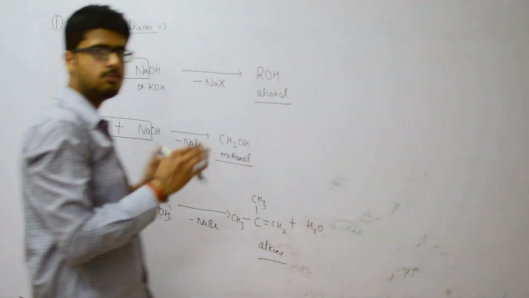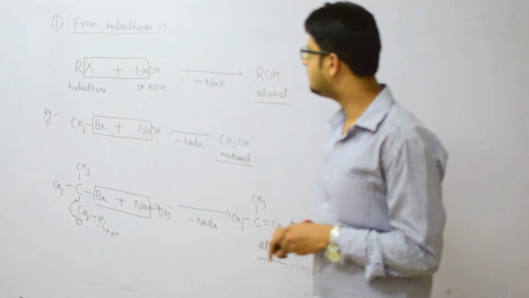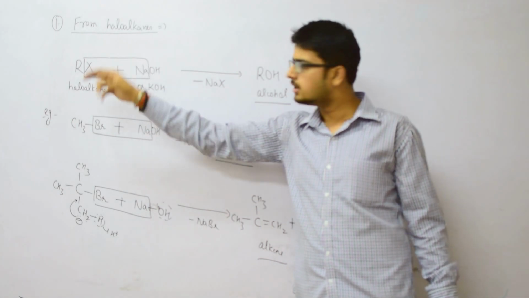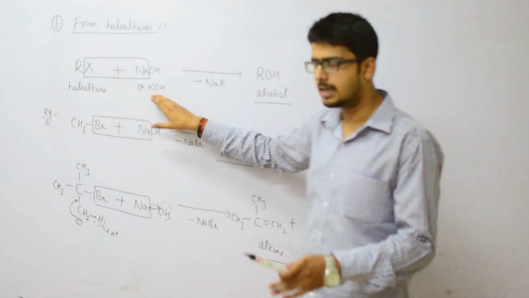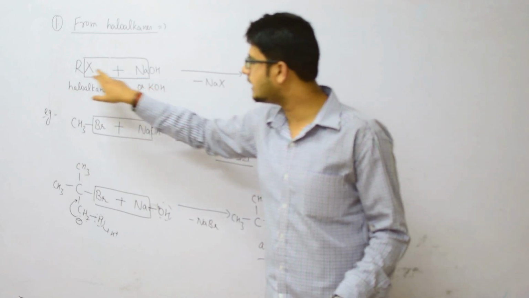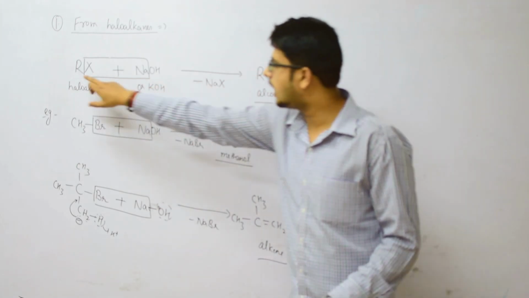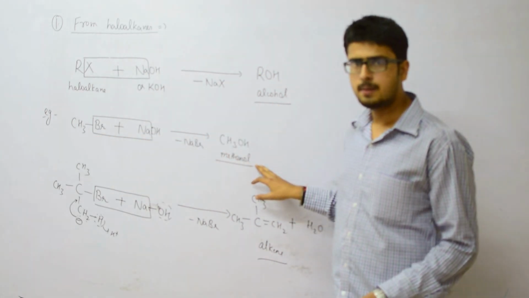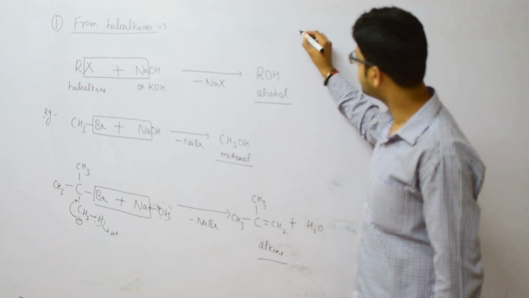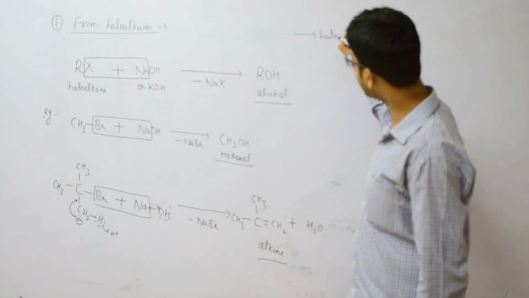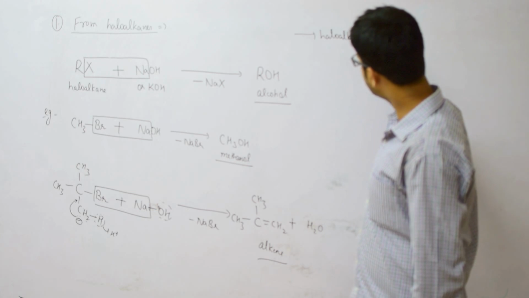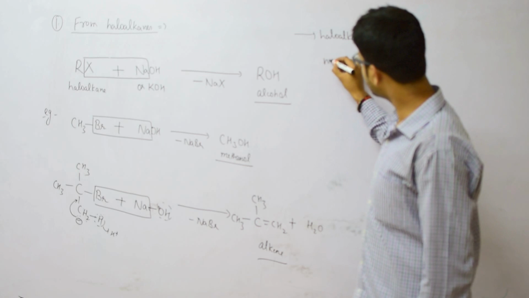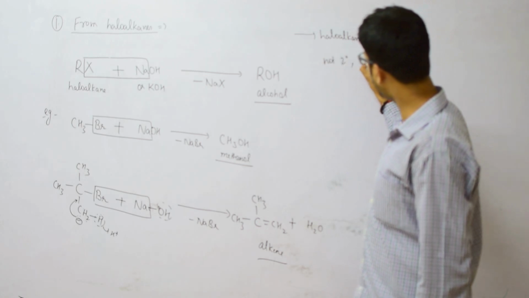Fine. So this was our first process wherein we manufacture alcohol as the product from haloalkanes. When we are treating haloalkane with NaOH or KOH, then NaX is eliminated and ROH, or alcohol, is formed. We took one example, but there is a limitation of this case: the haloalkane should be primary. It should always be primary in nature, not secondary or tertiary.